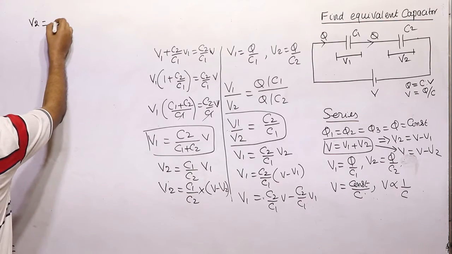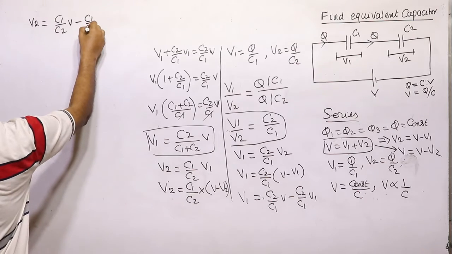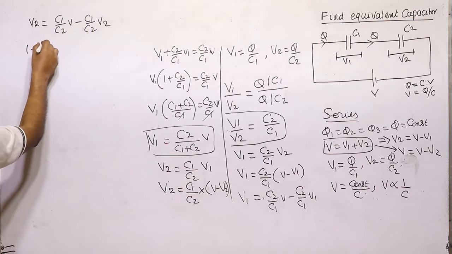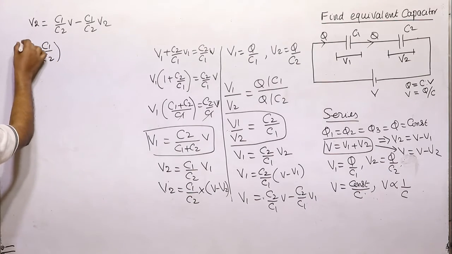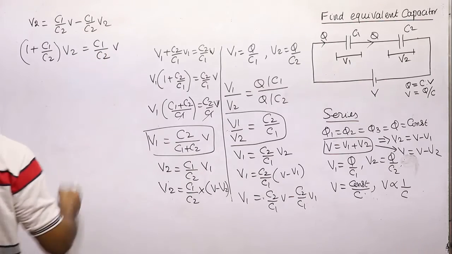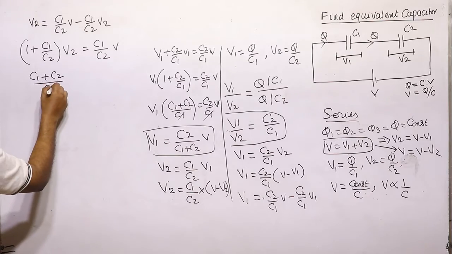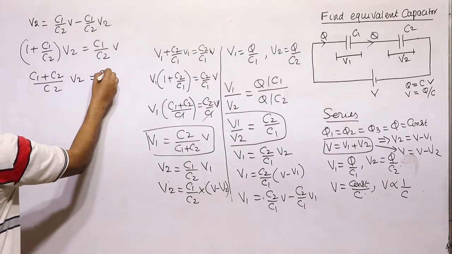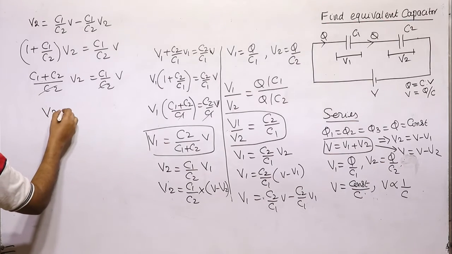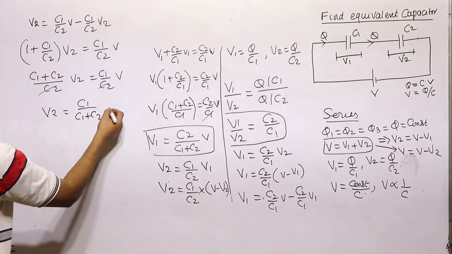V2 is equal to C1 by C2 V minus C1 by C2 V2. If you take it to the other side, 1 plus C1 by C2 into V2 is equal to C1 by C2 into V. Or we can write C1 plus C2 by C2 V2 is equal to C1 by C2 into V. Cancelling this, V2 is equal to C1 by C1 plus C2 into V.